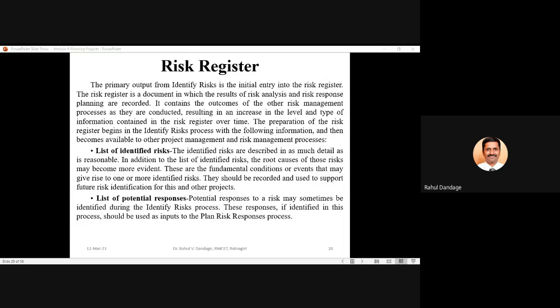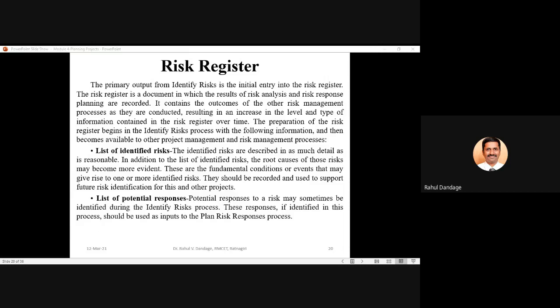Whenever the project team or the people who have been assigned the risk identification activity identify a certain risk, they will make an entry of that risk into the risk register. As they go on entering risk categories in the risk register, the list will become exhaustive and your risk register will become more and more foolproof with respect to the risks possible for a specific project.